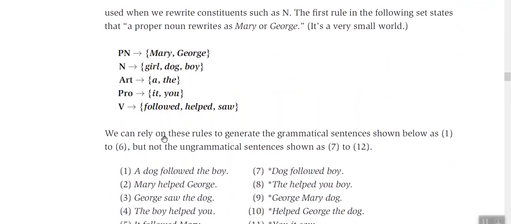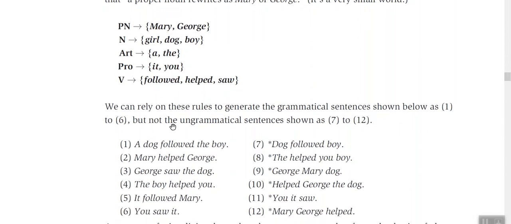Someone might say, what is the benefit of this? We will know and we will see. What is the benefit of these rules? We can rely on these rules to generate grammatical sentences. So, this is the benefit. When we rely on these rules, we can generate what? Grammatical sentences. This makes you able to generate grammatical sentences.